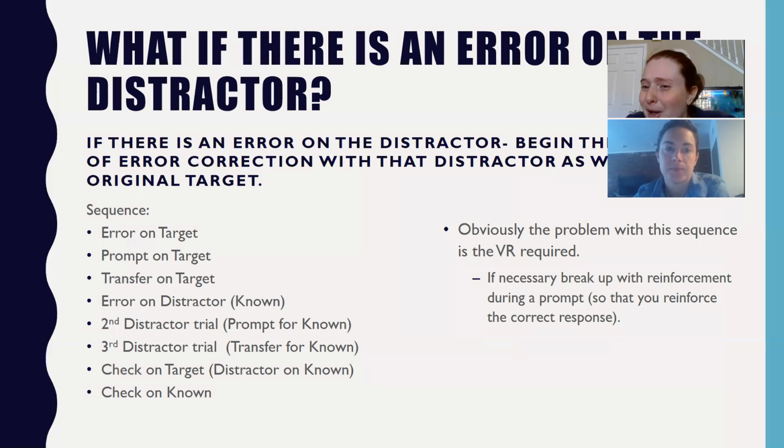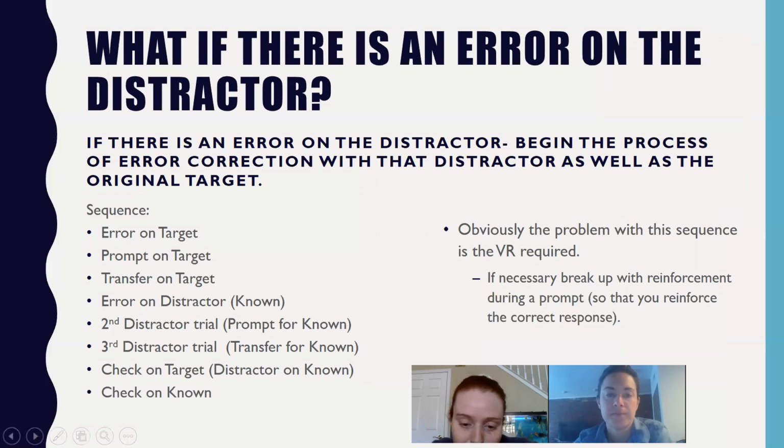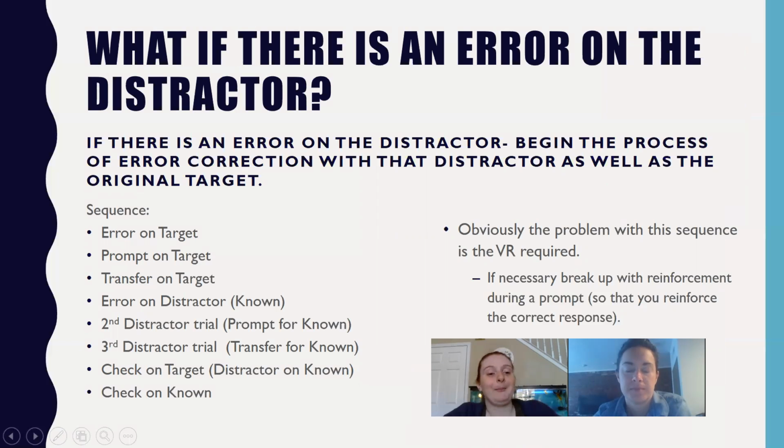Now, let's talk about some details here that you're probably thinking in your mind. What if there's an error on the distractor? So what if in that sequence, let me see, what did I use? Oh, I said clap your hands as the distractor. What if she erred on that? Oh no, right? Now I have 2 errors that I'm trying to deal with.